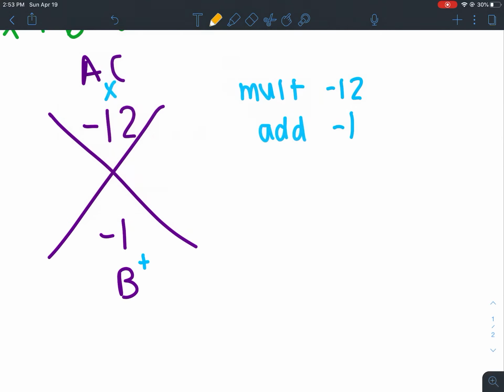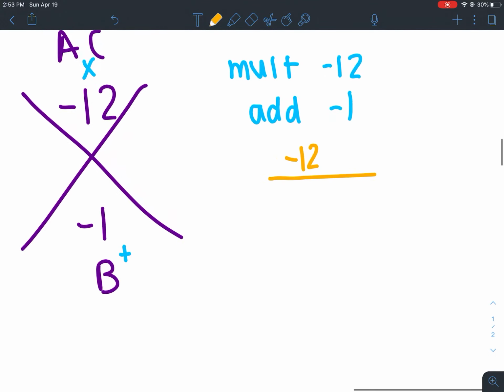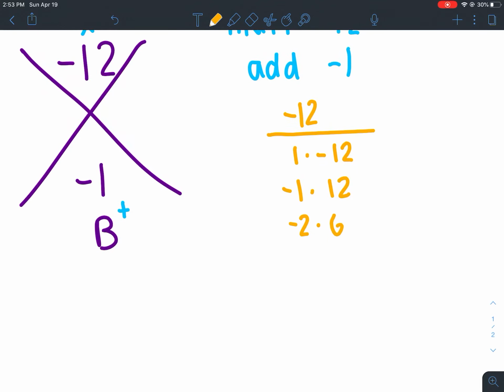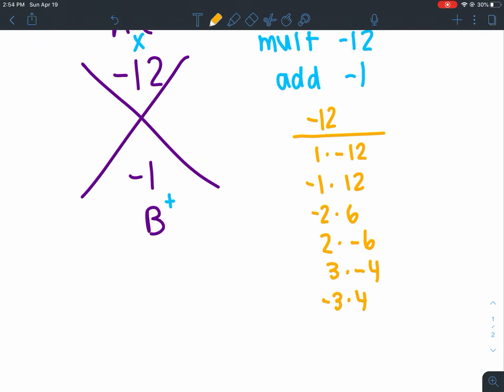So now we're going to list out factors of negative 12, okay? So factors of negative 12 would be 1 times negative 12, negative 1 times positive 12, negative 2 times 6, 2 times negative 6, 3 times negative 4, and negative 3 times positive 4. So these are all the factors of negative 12.